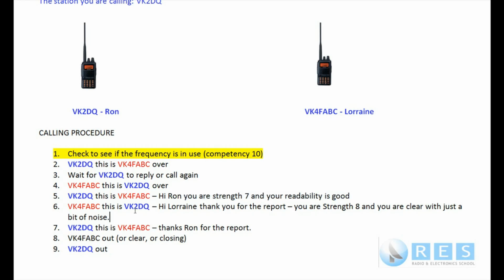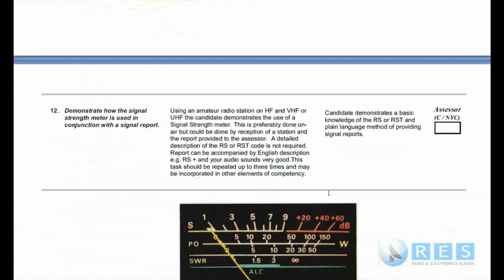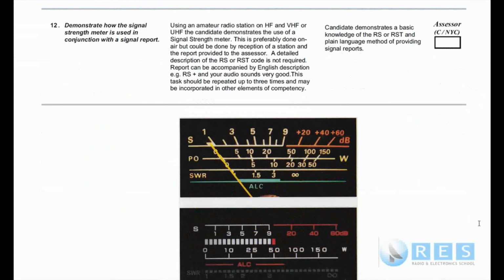VK4FABC gave me a report. You are strength 8 and you are clear, and this is me actually, clear with a bit of noise. So where does the strength 7 and the strength 8 come from? It comes from the S meter, which is competency number 12.